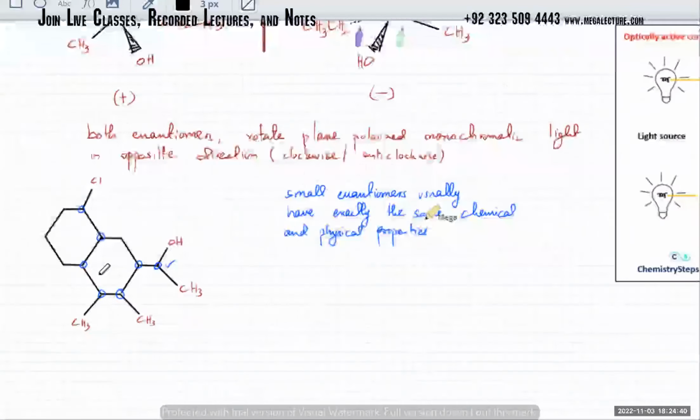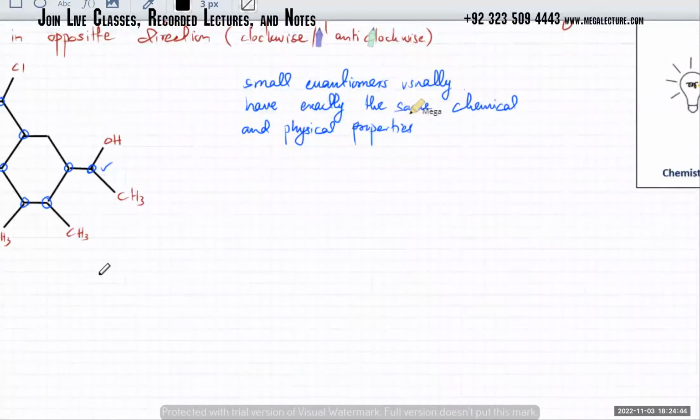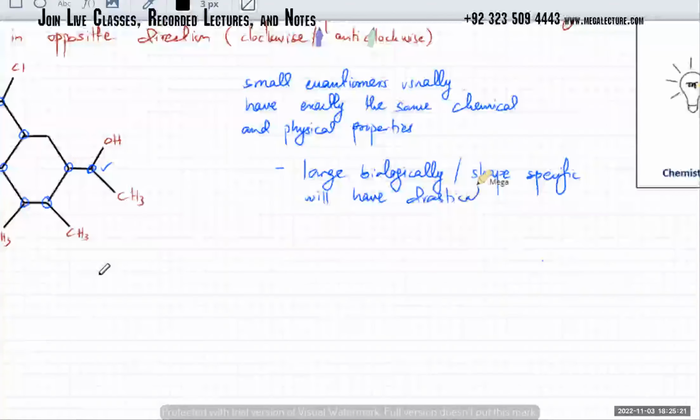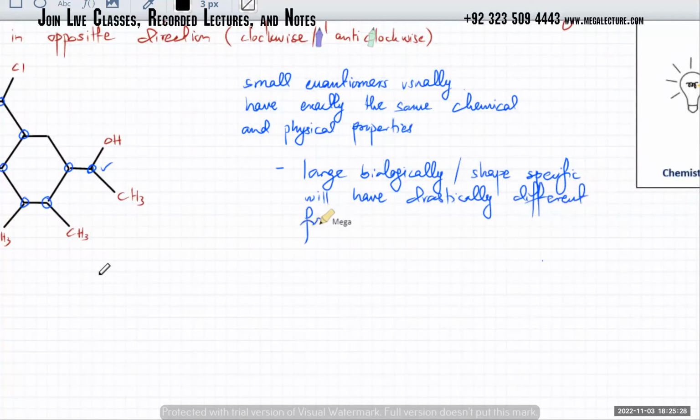Achha, but when it comes to enantiomers of large biological molecules, because they're very shape dependent and shape specific, for example enzymes, proteins, etc., where their function is very shape specific, they get affected very badly if you have stereoisomerism. So they will have drastically different functions if the stereochemistry is affected.